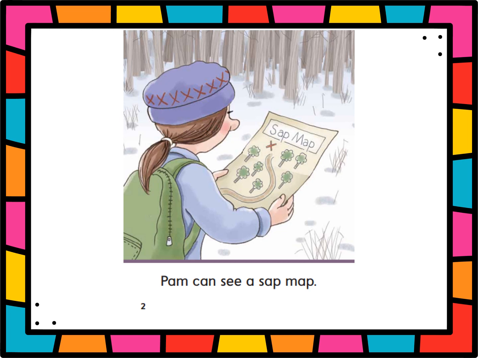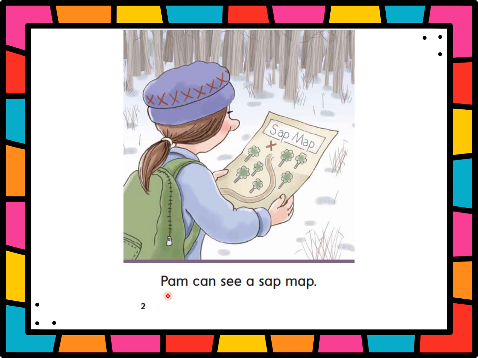Let's look at the illustration. What is she holding in her hand? A map. Where do you think she wants to go? Right here where the X is. Let's look at the text. That's the words at the bottom.